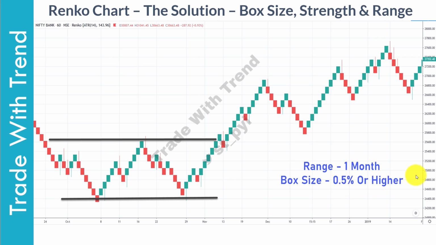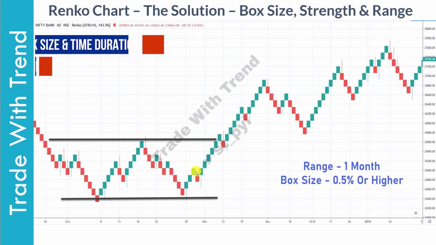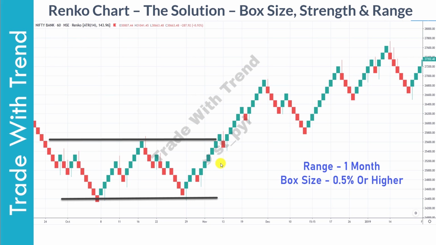So let's say the current market price is 25,000. The box size has to be above 125 points, that is above 0.5%. Now, what this gives you is much more concise information, and it also tells you the right amount of time consolidation that has happened in formation of a particular range in price.